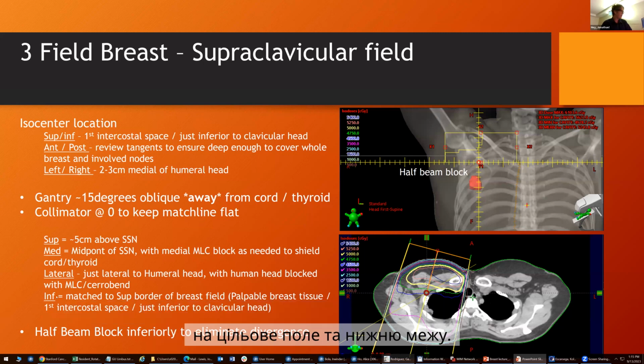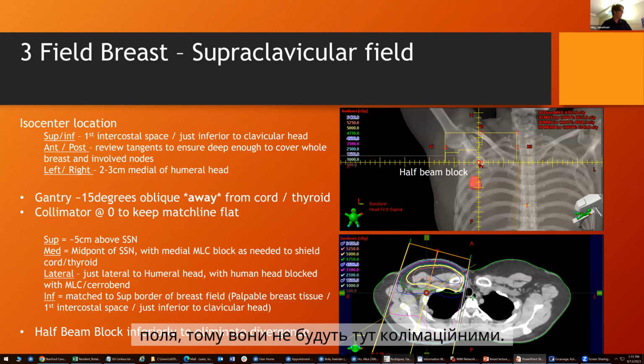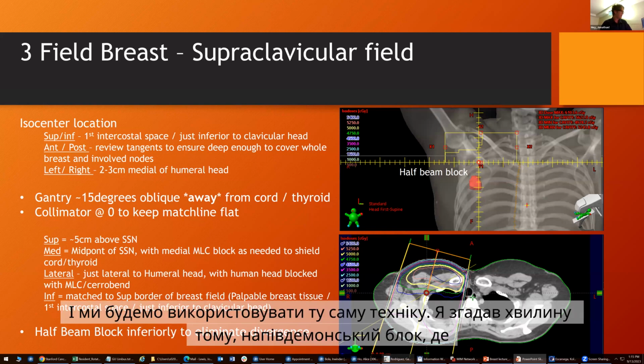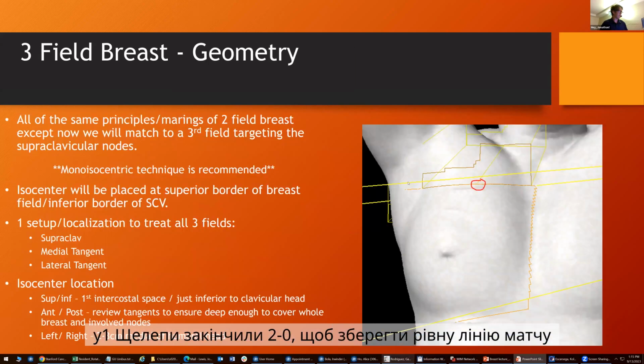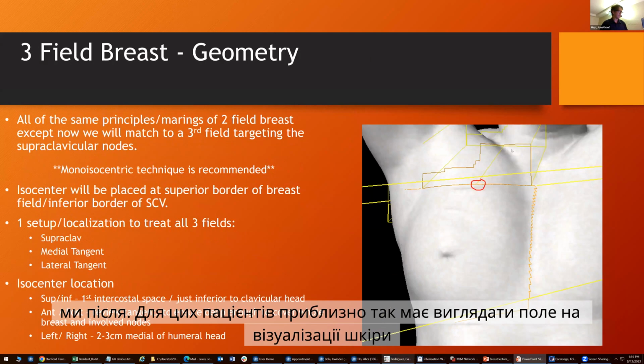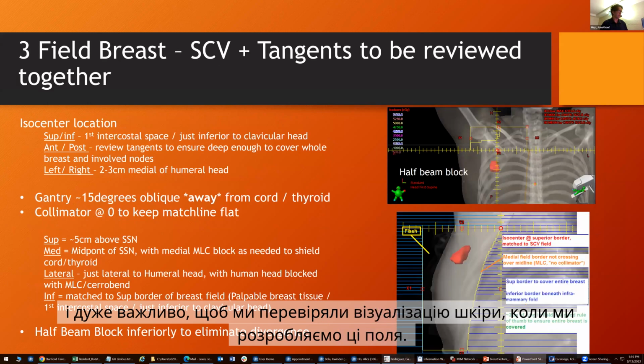And the inferior border, we've done a lot of work, remember, to make sure that that match line is maintained and works for all 3 of these fields. So there won't be any collimation here. And we're going to be using that same technique I mentioned a moment ago, a half beam block, where the Y1 jaw is closed down to 0 to maintain that flat match line that we are after for these patients. This is approximately how the field should look on a skin rendering. And it's really important that we do review the skin rendering when we're designing these fields.